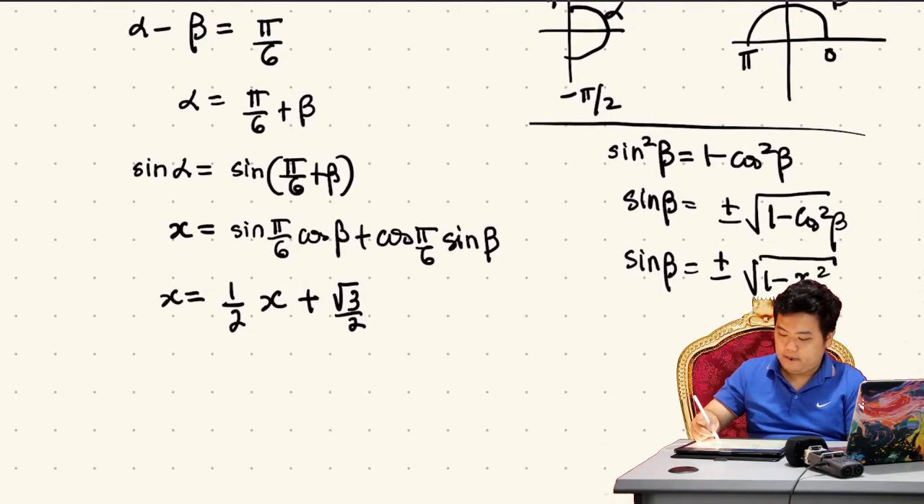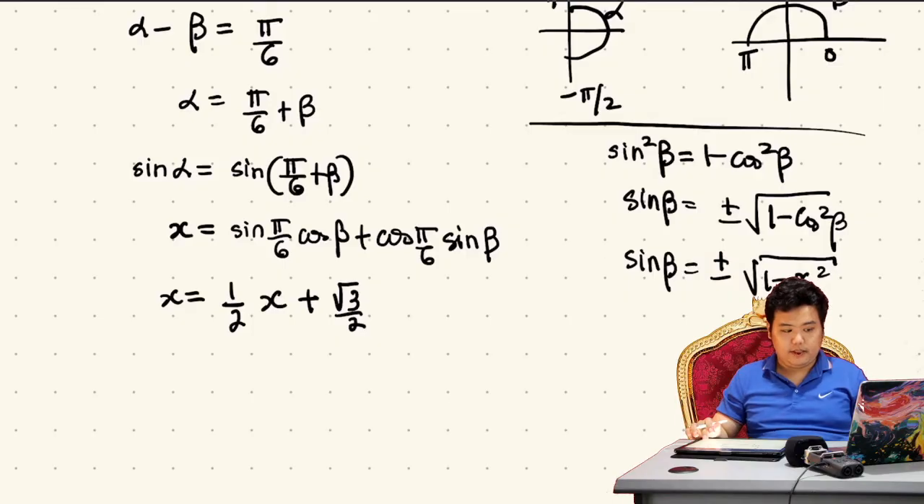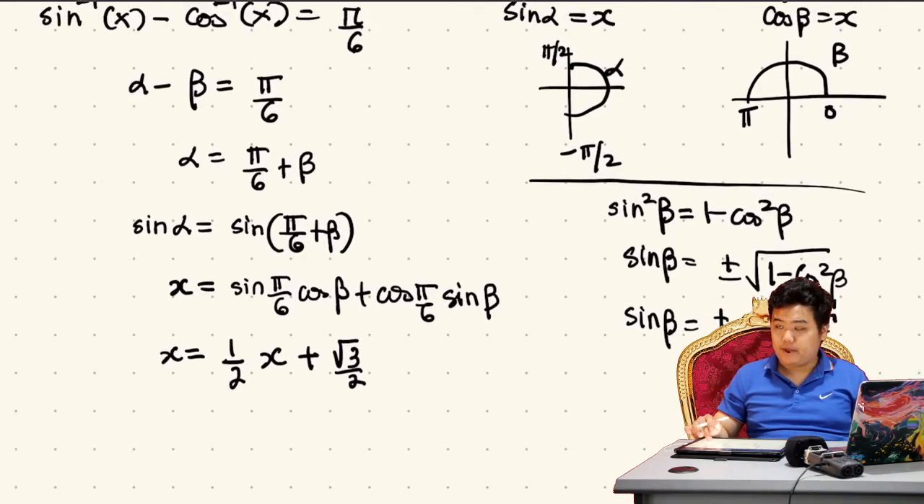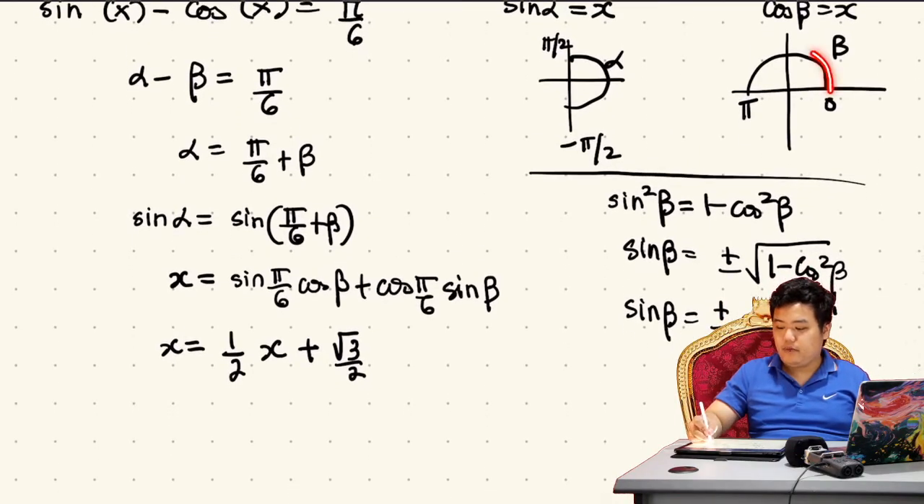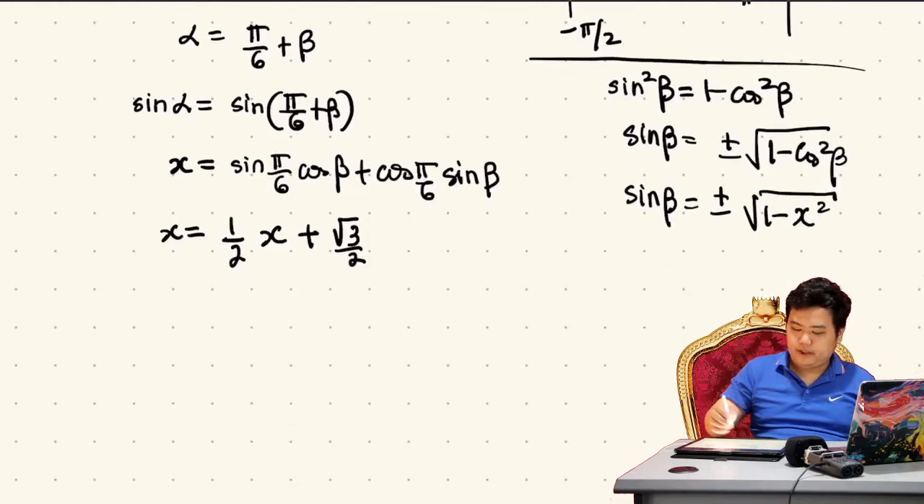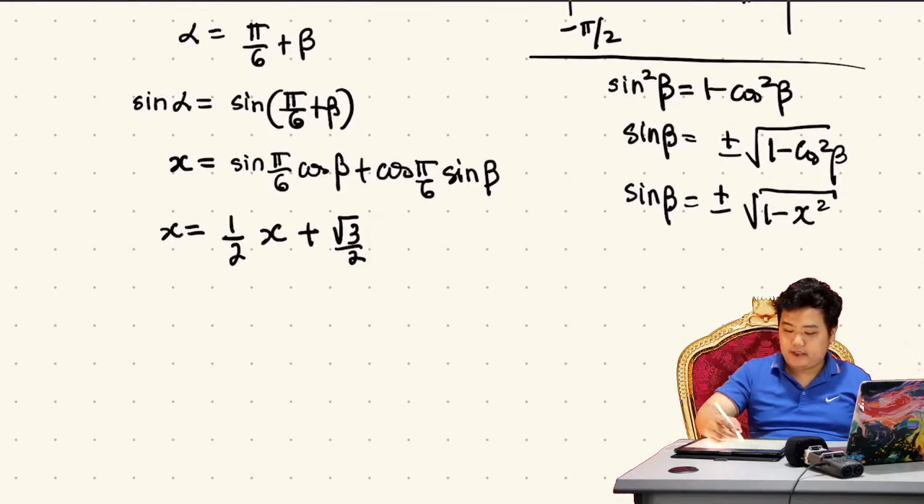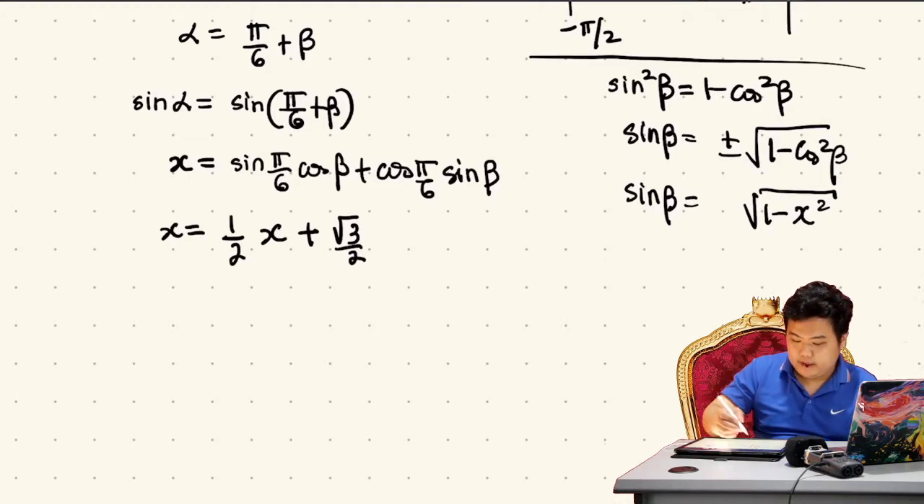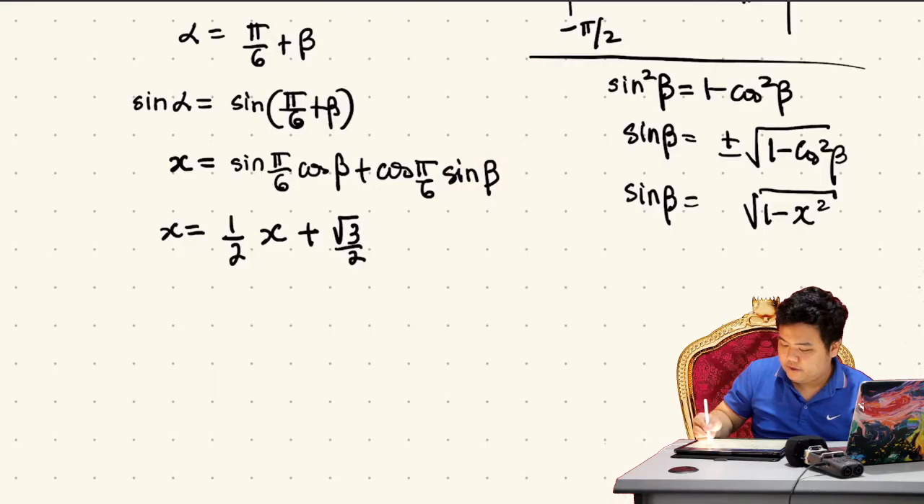Ang tanong, positive or negative? Nasaan ba si beta? Beta is in quadrant 1 or quadrant 2. So, kahit anong quadrant dyan, quadrant 1 or 2, via all sinta ko, positive si sine beta. Okay. So, sine beta is positive. So, kahit alisin na natin. So, plug in na natin siya dito. So, ito yung value na.